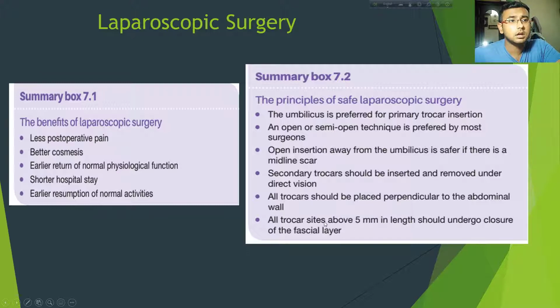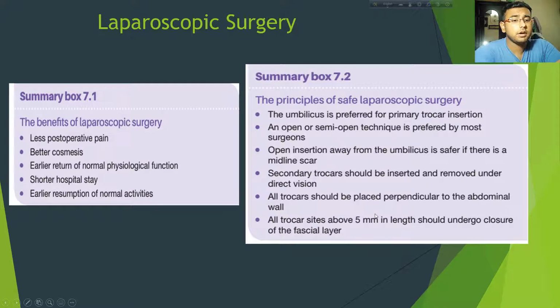All trocar sites above 5 mm should undergo closure of the fascial layer. That means if the trocar size was more than 5 mm, you have to close layer by layer, not only the superficial layer. If it is 5 mm or less, there will be no need for fascial repair. It will be closed by superficial skin closure.